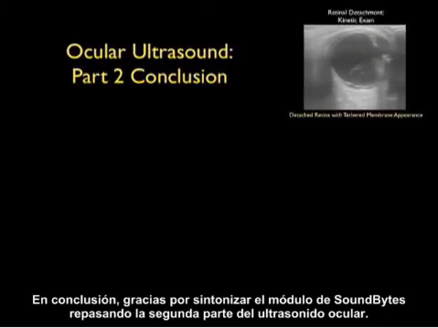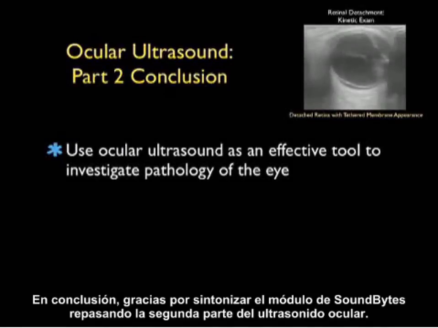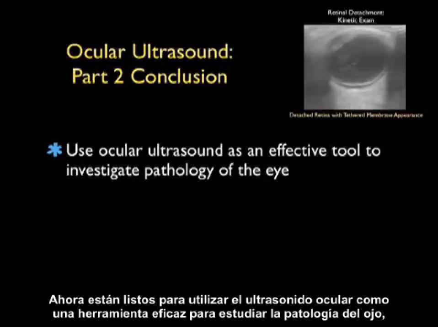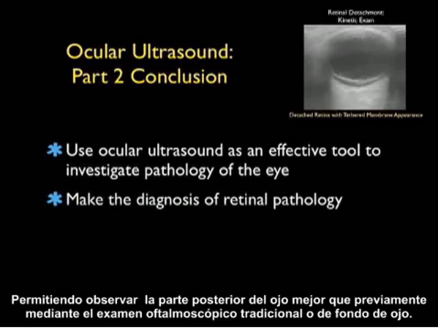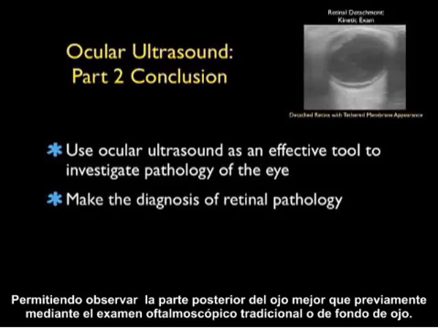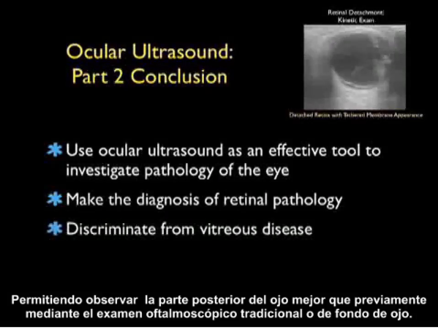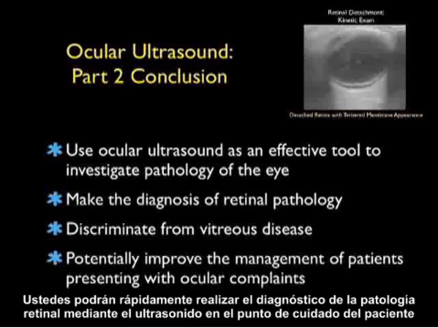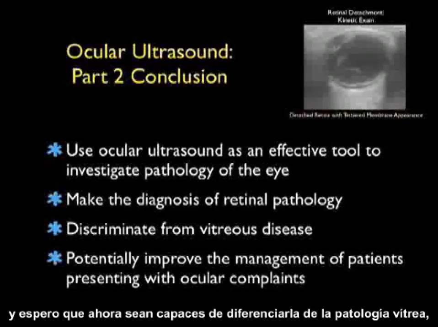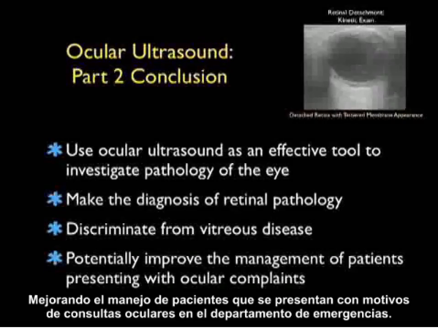In conclusion, thanks for tuning in for this SoundBites module going over part 2 of ocular ultrasound. Now you're ready to use ocular ultrasound as an effective tool to investigate pathology of the eye, opening up that back part of the eye for better examination than we've previously been able to using the traditional fundoscopic exam. You'll quickly make the diagnosis of retinal pathology using bedside ultrasound, and hopefully now be able to discriminate that from vitreous disease, potentially improving the management of patients presenting with ocular complaints to the emergency department.